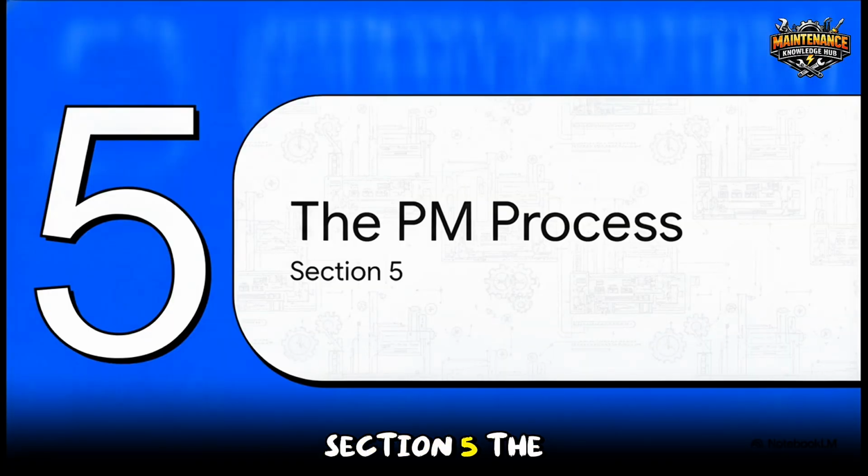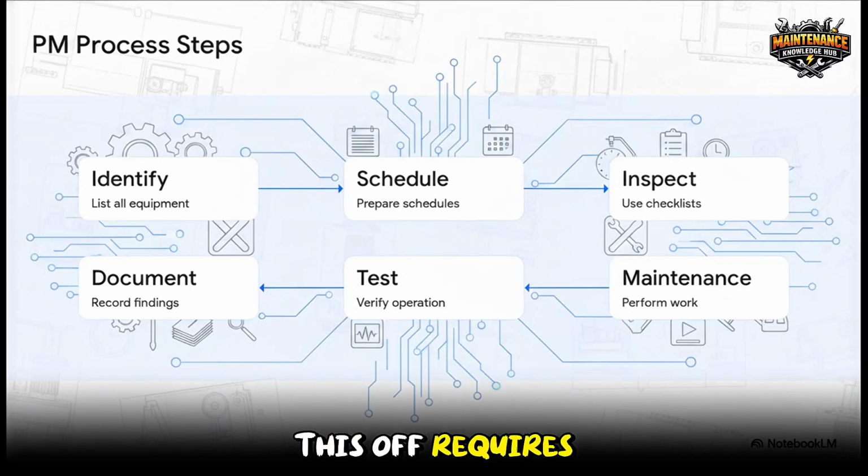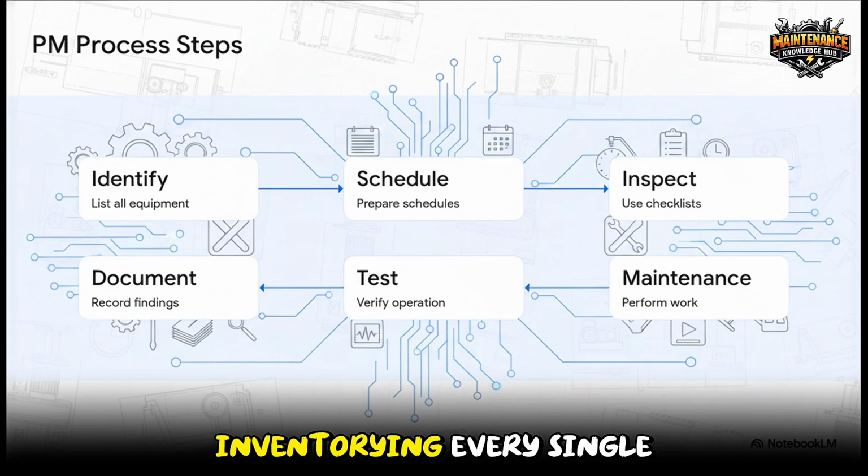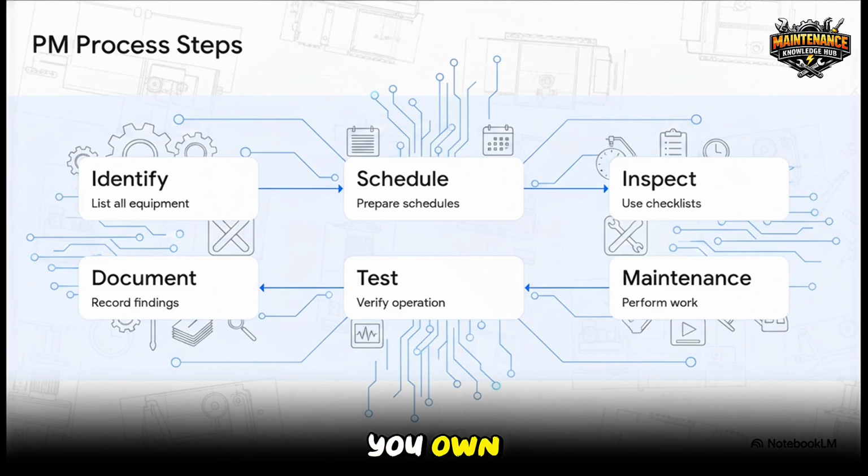Let's move to Section 5, the PM process itself. Pulling this off requires a really logical mental roadmap. It breaks down into 6 clear steps. Step 1 is identify equipment, literally inventorying every single pump and boiler you own. Step 2, prepare schedule, figuring out the daily, weekly, and yearly plan.